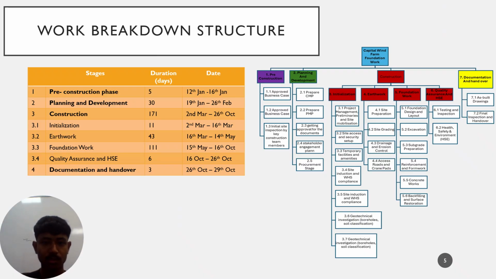Hi everyone, the slide shows the work breakdown structure for the Capital Wind Farm Foundation work project. The work breakdown structure defines clear stages of the project as they are divided into four main phases: pre-construction, planning and development, construction and finalization. Furthermore, the construction phase is subdivided into four stages: initialization, earthworks and foundation work, quality assurance and HSE, helping us to manage scope, time and resources efficiently. The total duration is 209 days from 12th of January to 29th October 2026.